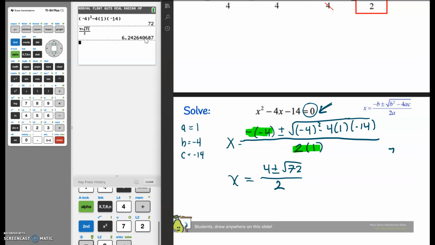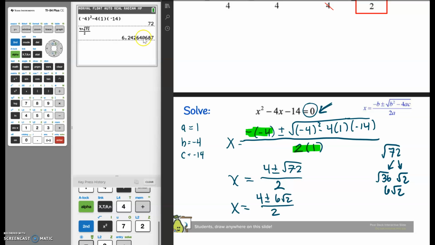So we do have to simplify the square root of 72. If you divide it by 2, you will see that one of the factors is 36. And 36 does have a nice square root, which is 6. So we can take our result from using quadratic formula and rewrite it like this. 4 plus or minus 6 times the square root of 2 divided by 2. Now we think to ourselves, can we divide each of these terms by that denominator?